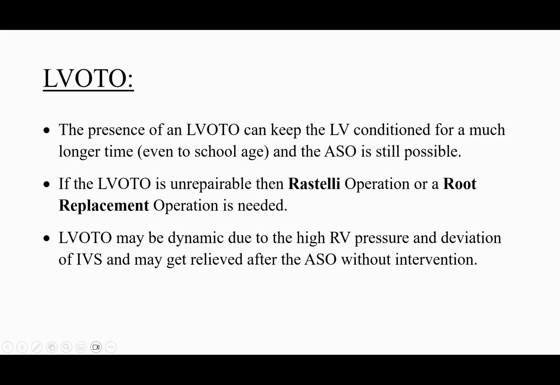If the LVOT is unrepairable, then a Rastelli operation or a root replacement operation is needed. In these cases, if the patient is lucky and the type of LVOT obstruction is easy to treat, like a simple membrane or a muscle ridge that can be removed easily, or just some fusion of the cusps that can be opened or dilated with the Hegar dilator, then this patient is lucky because he can reach an older age, and the operation is still possible.